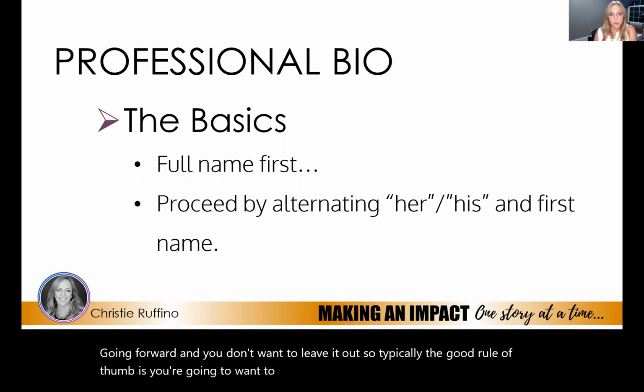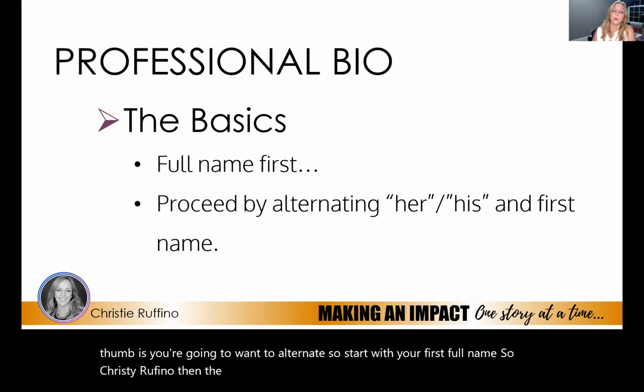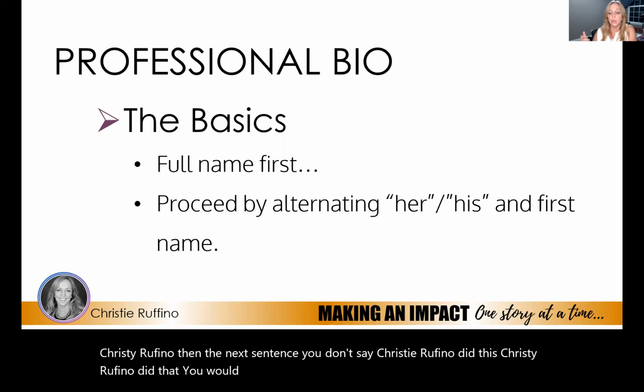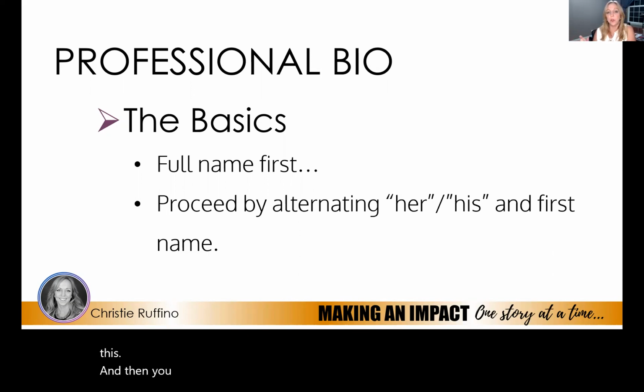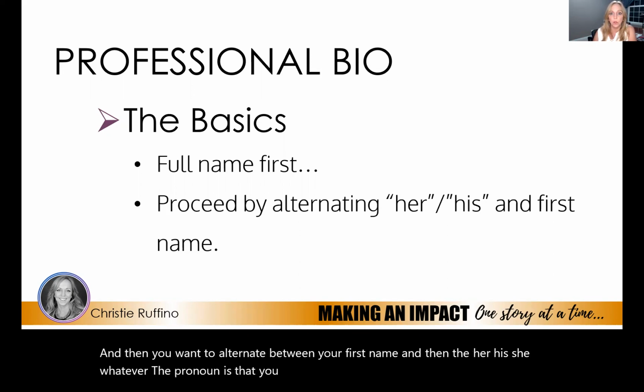So start with your full name, Christy Rufino. Then in the next sentence, you don't say Christy Rufino did this, Christy Rufino did that. You would just transition to she did this, or her skills are this, or his, of course. And then the next one would be Christy did this, and then she did this. And then you want to alternate between your first name and the her, his, she, whatever the pronoun is that you want to use to describe you in your bio.